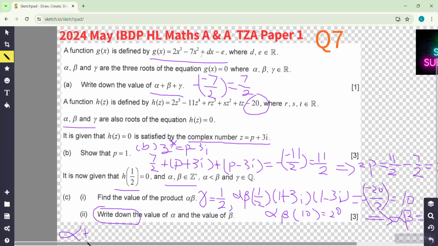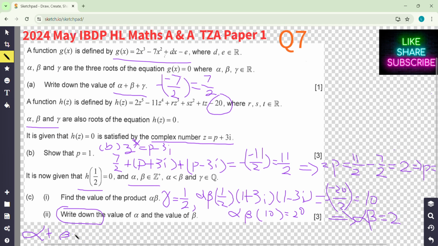Alpha plus beta plus half is 7/2. So alpha plus beta is 3. So 2 integers added together is 3, multiplied is 2. Obviously 1 and 2, right? And which one is which? Okay, alpha is smaller. So we got it. Alpha is 1, beta is 2.